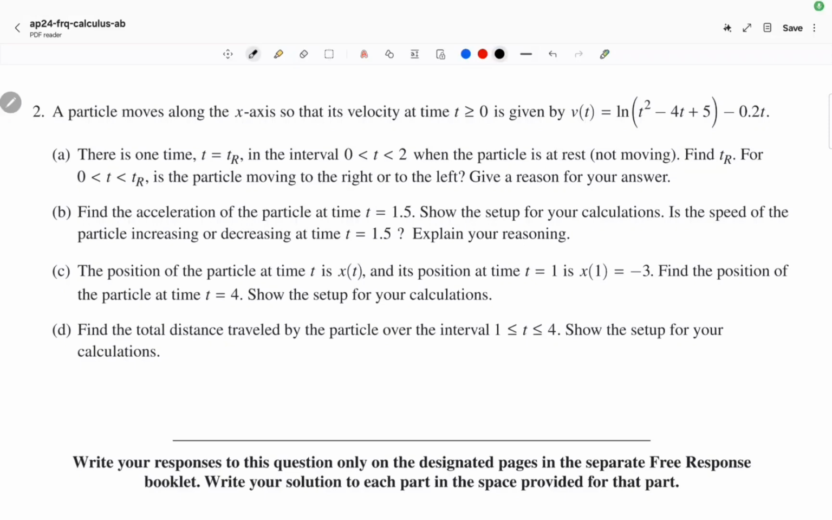The particle moves along the x-axis so that its velocity at time t is given by this. There is one time in the interval when the particle is at rest, which means not moving. Okay, so find the TR, so find the time when the particle is not moving. If the particle is not moving, does it have any velocity? No. So right now let's go to your graphing calculator or Desmos and just plug this equation in, and then see where it hits the x-axis basically.